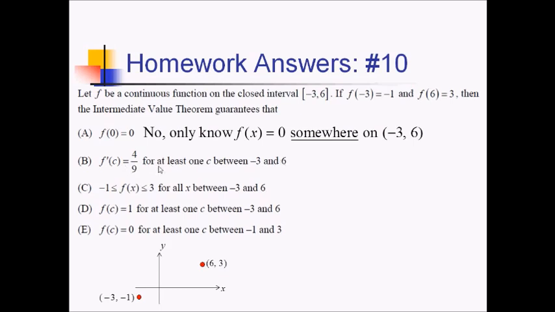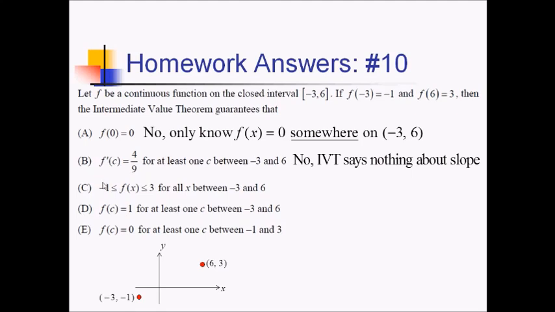So moving on to the next one, f prime of c equals 4/9 for at least one c between -3 and 6. So if you haven't gotten to this material yet, this f prime is basically talking about the slope of the f function. And although this may be true, it has nothing to do with the intermediate value theorem. So since IVT says nothing about slope, this would not be a good answer to this question.